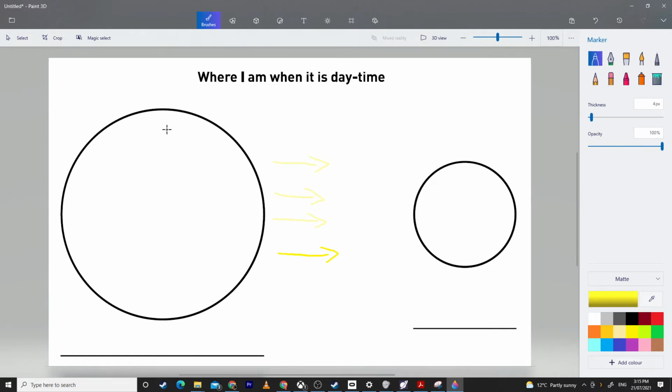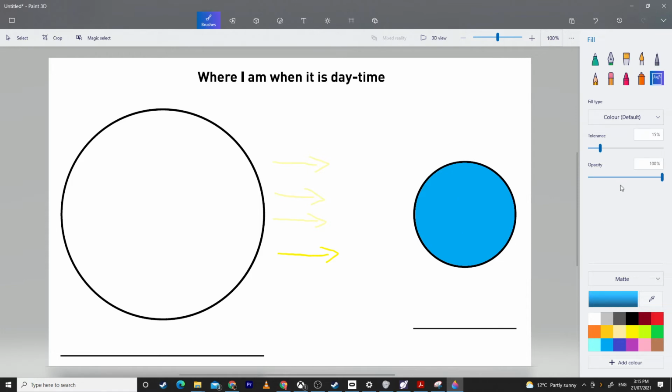So with the sun shining straight at the Earth, this side of the Earth is going to be daytime. Now we're going to try and draw the Earth here because we've actually got to put where we are. So I'm just going to start by coloring the Earth in. Let's make it blue. Then I will draw in Australia because we're obviously here in Australia.